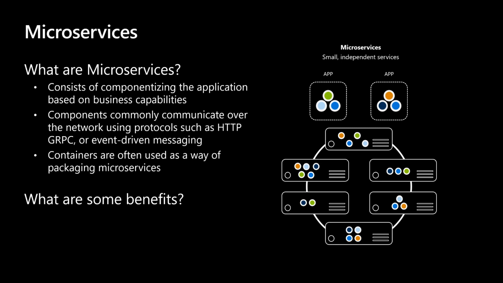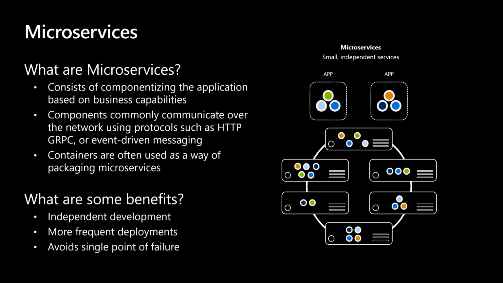Some benefits for adopting or transitioning to a microservice application architecture include independent development, which allows for smaller focused development teams, more frequent deployments, which enables your development team to be more agile in its delivery process, and finally, avoiding single points of failure. By decoupling your application, failures are now isolated to that microservice with minimal effect on other parts of the application.